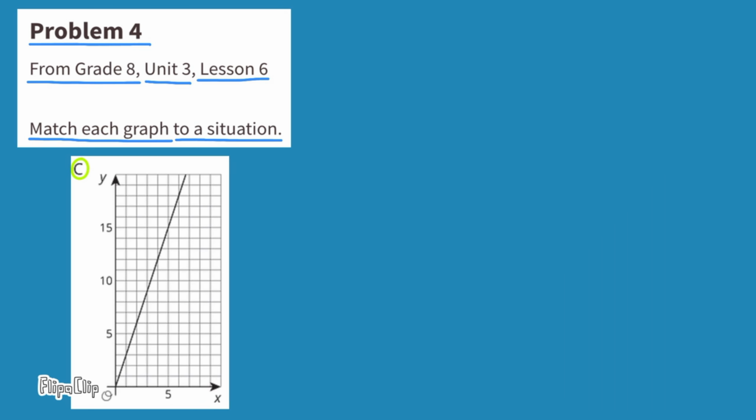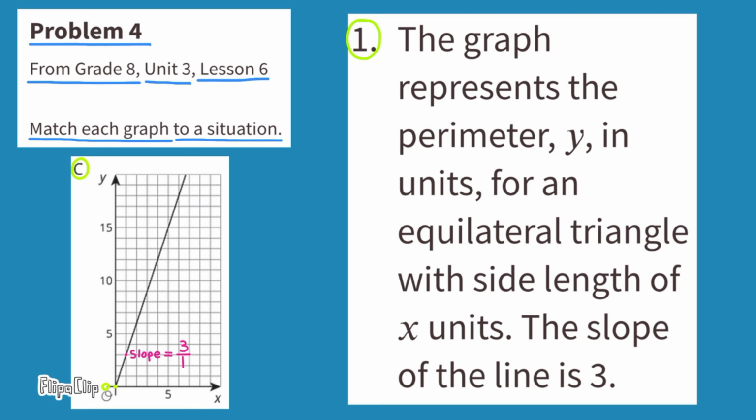Graph C has a y-intercept at the origin, so the y-intercept for graph C would be 0. It has a rise of 3 and a run of 1. 3/1 is 3, so it has a slope of 3. Let's look for a situation that has a y-intercept of 0 and or a slope of 3. Look at situation number 1. The slope of the line is 3. Graph C matches up with situation number 1.